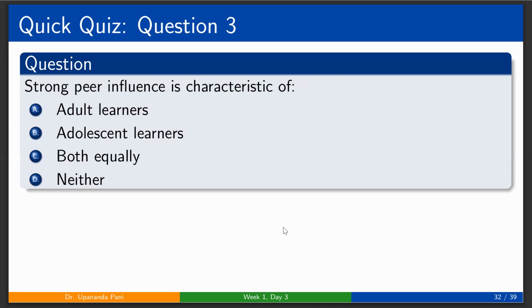Next question is strong peer influence is a characteristic of which type of learners? Adult learners, adolescent learners, both equally, or neither.